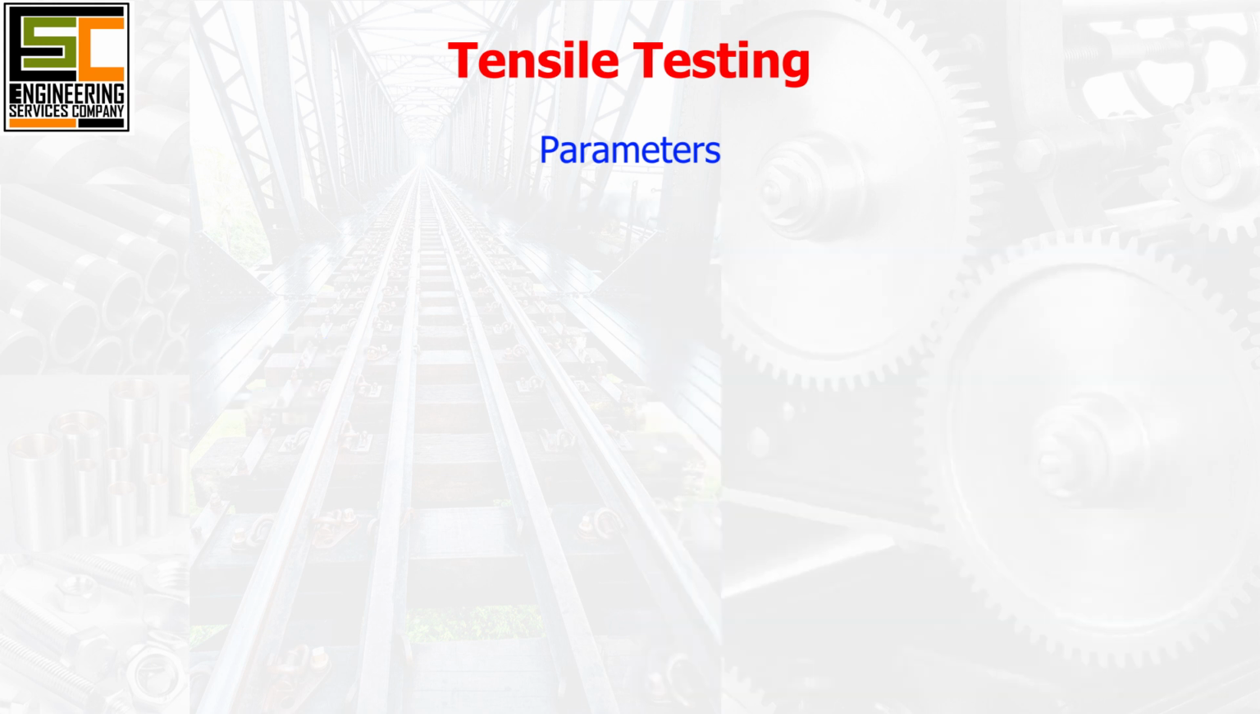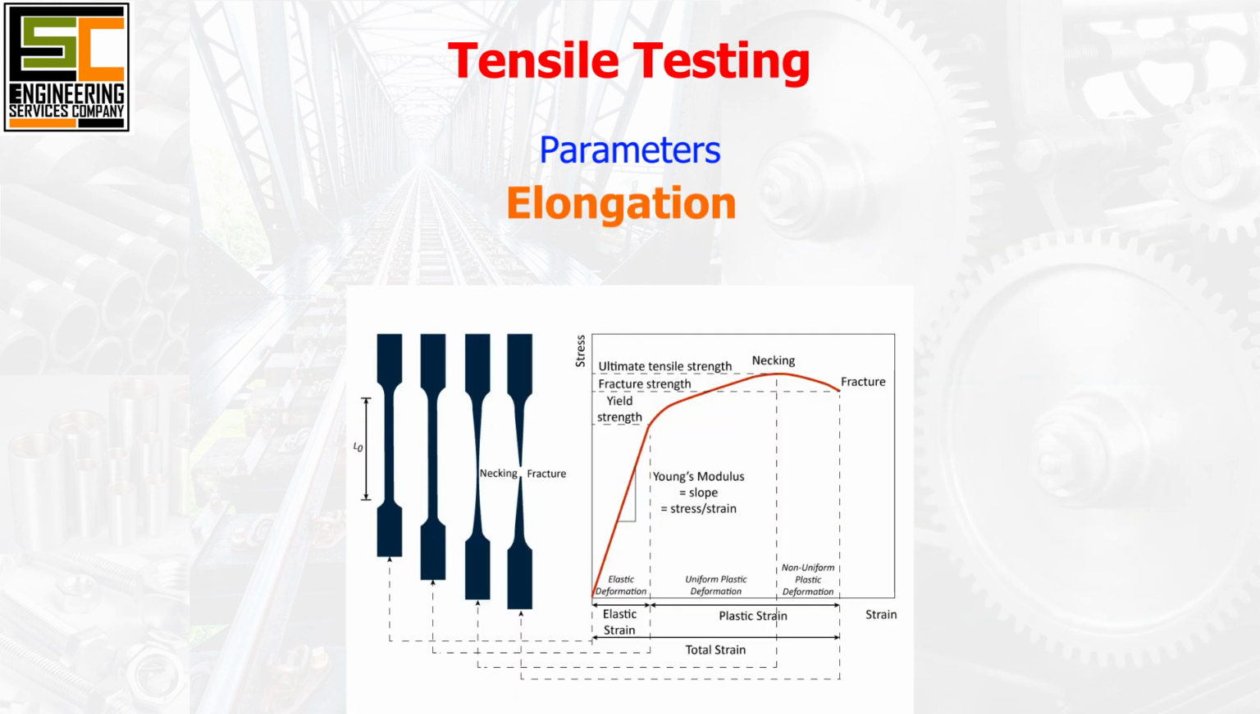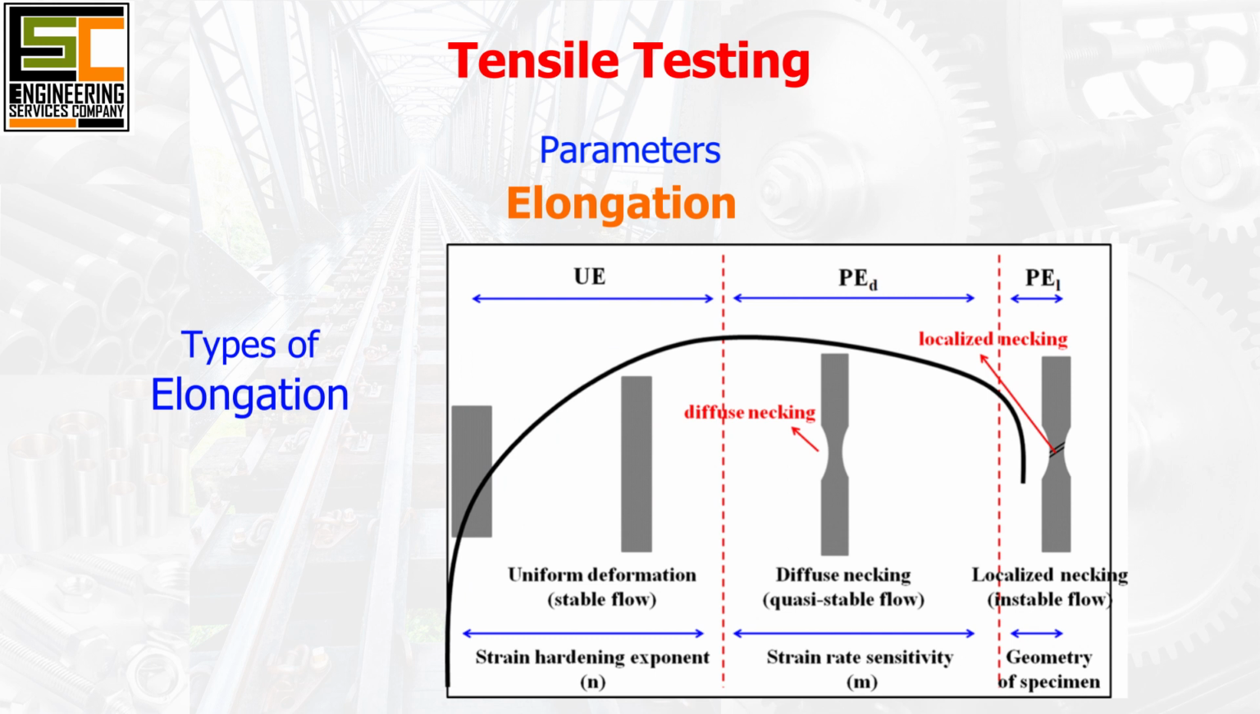Elongation. The percentage increase in the length of the specimen before fracture compared to its original length. It provides a measure of a material's ductility. Types of elongation. Uniform elongation refers to the uniform stretching of a material along its entire length before fracture occurs. Localized elongation occurs when deformation is concentrated in specific regions or defects within the material, leading to necking or localized thinning before fracture.